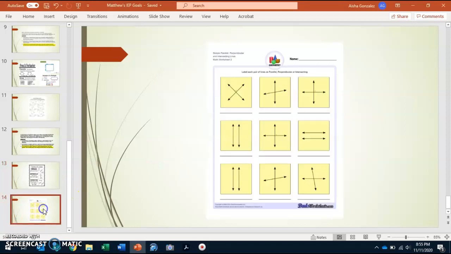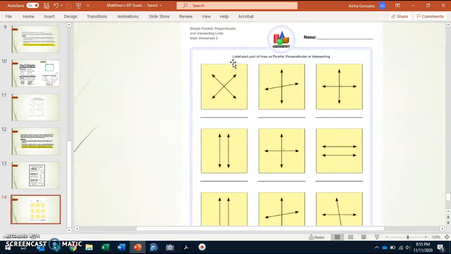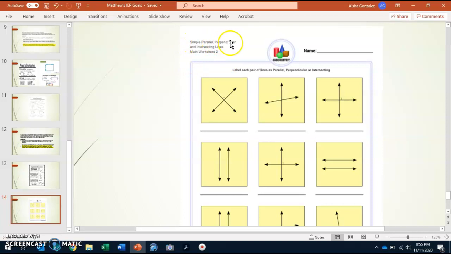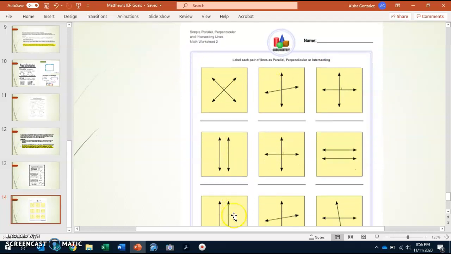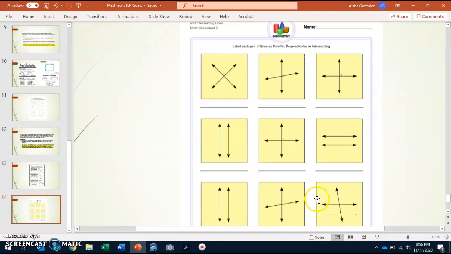So now we're going to work on the worksheet. It is this one. It is called Simple Parallel, Perpendicular, and Intersecting Lines, Math Worksheet number 2. So let's find this worksheet. If you do not have it, it is okay. You can just number each box. For example, this could be number 1, this can be number 2, 3, 4, 5, 6, 7, 8, 9, and just write down the answer.